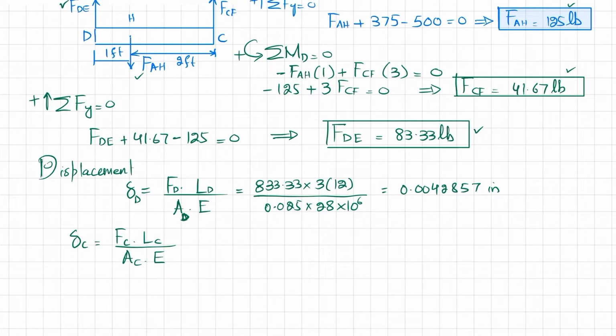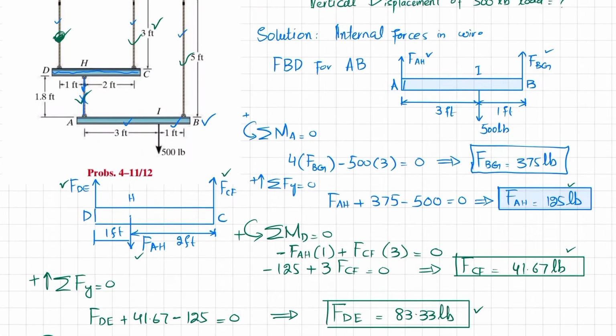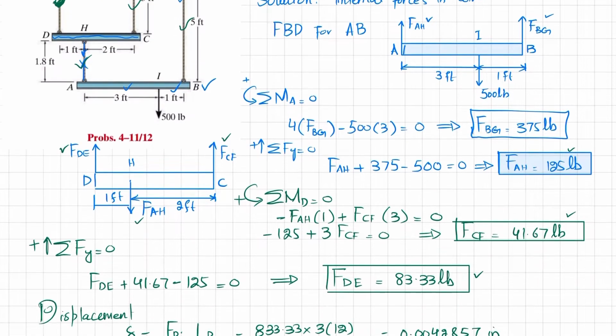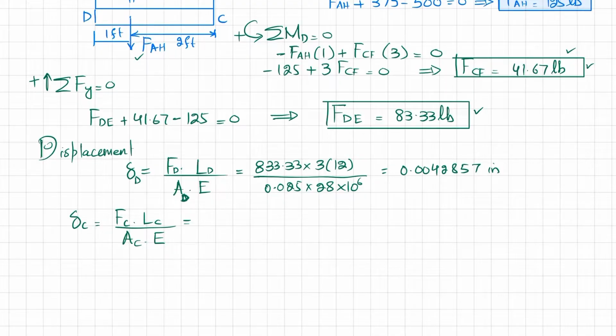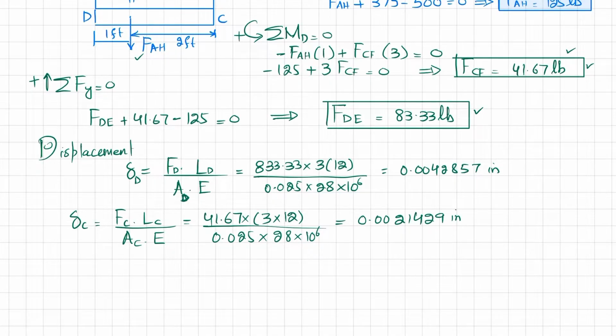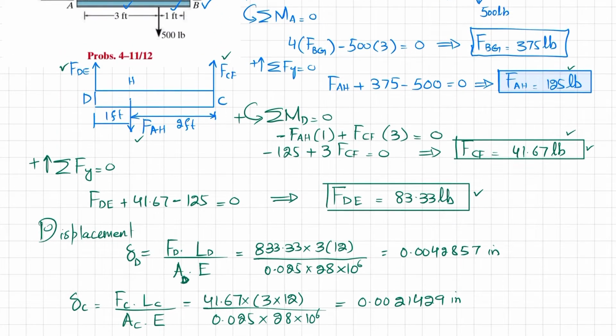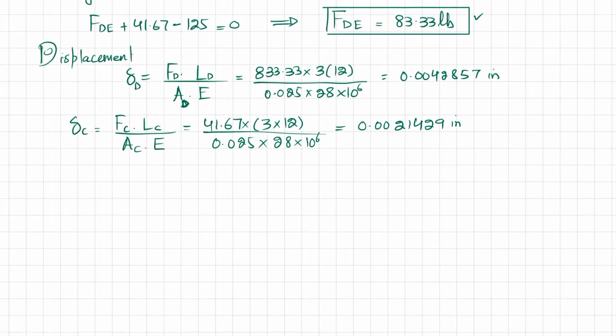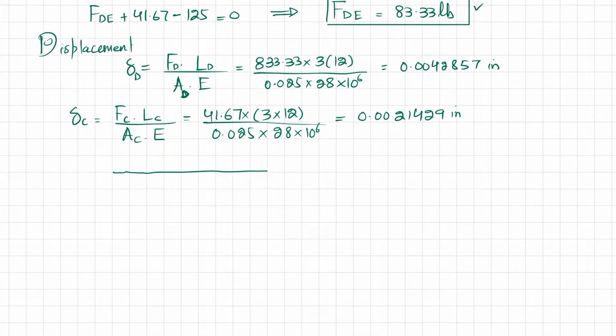Similarly, you can also find the displacement of point C, that will be FC into LC divided by AC into E. FC is 41.67. Length is the same, 3 feet. So 3 into 12 is converted into inches, divided by area 0.025 multiplied by 28 into 10 raised to the power 6. When you solve this, it will be 0.0021429 inch.